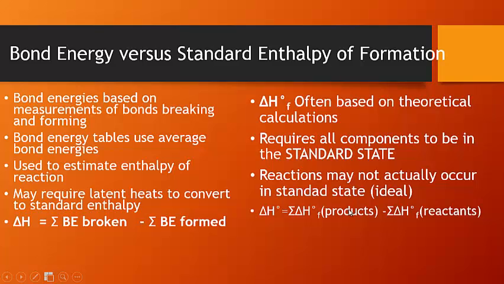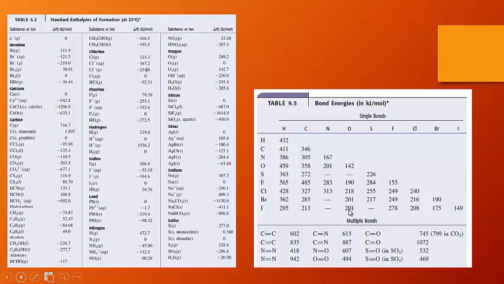For a standard enthalpy of formation, all your components have to be in a standard state, which means that some reactions don't actually occur. They're ideal reactions. So these are theoretical calculations that can be used to estimate the heat of reaction for reactants that you might not actually see happen in real life. So the bond energy is used to calculate these heats of formation sometimes, and also the standard heat of formation is used to calculate those heats of reaction. But in both cases, you can look at the heat of reaction.